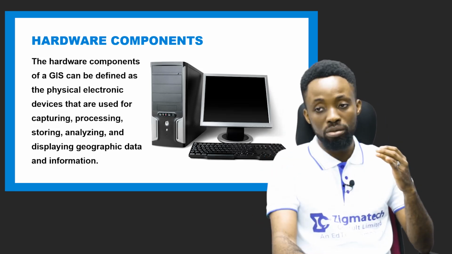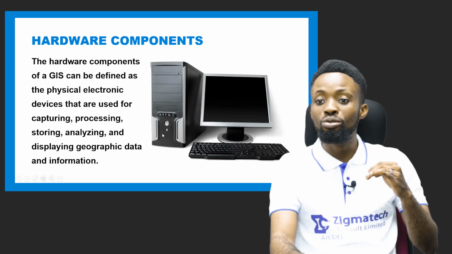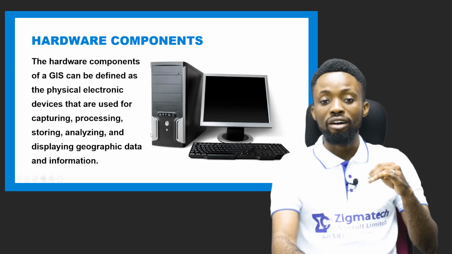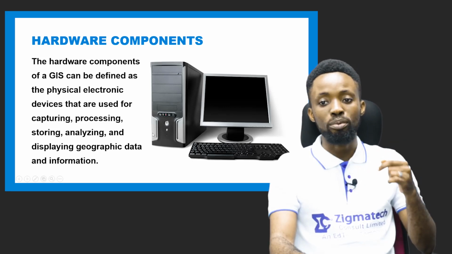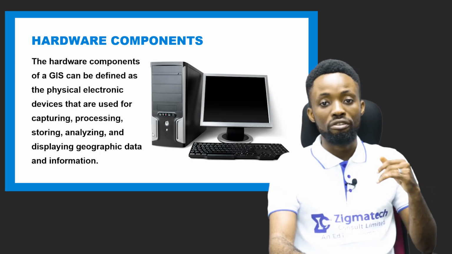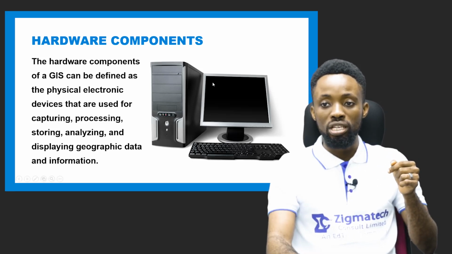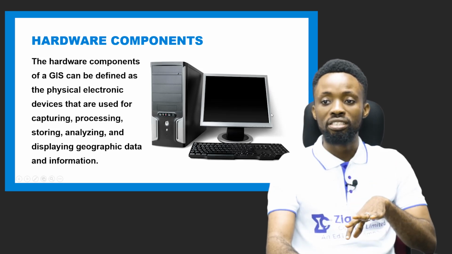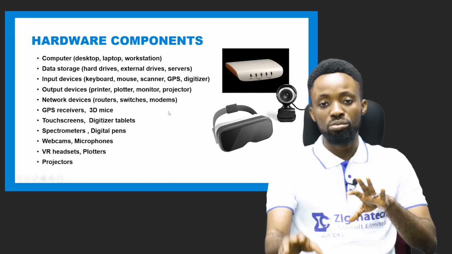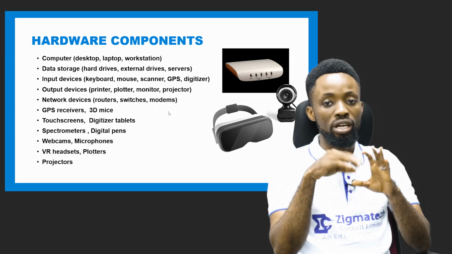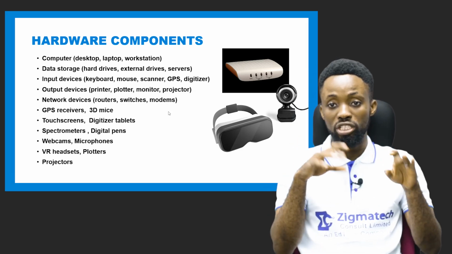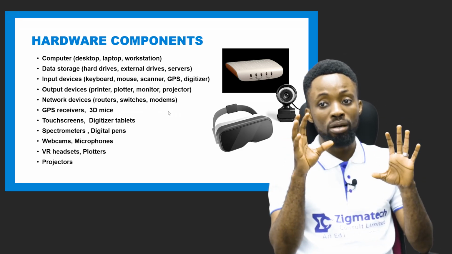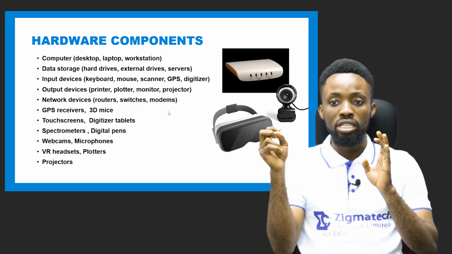Now, a good example is just this you have on your screen. If we use this monitor, keyboard, and CPU we have here to analyze, capture, process, and display geographic data, we can simply call it a hardware component of GIS. Now, let's look at some examples of hardware components that are used in GIS. The first one is a computer, and the computer can be a laptop, a workstation, or a desktop.